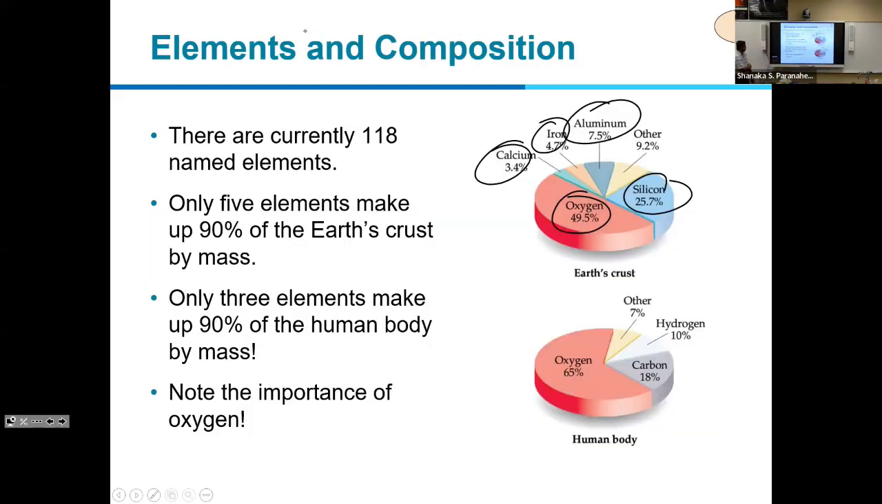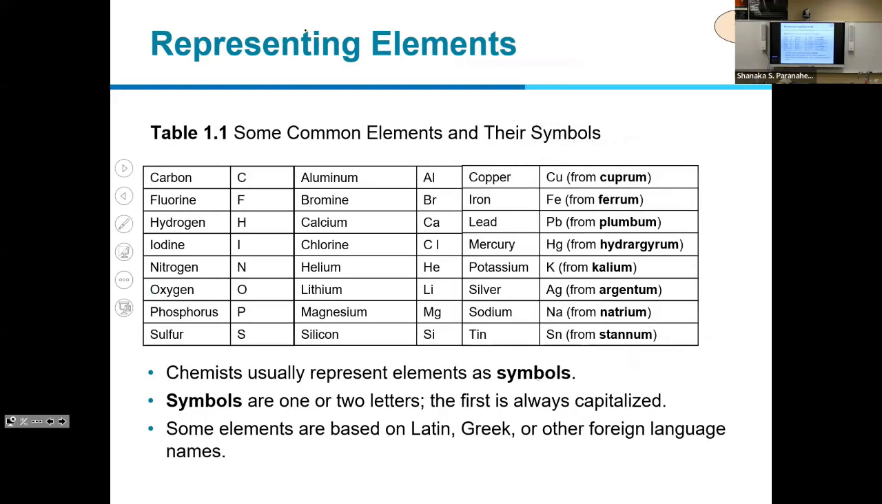And 90% of the body mass comes from 3 different elements: hydrogen, carbon, and oxygen. So now you can see oxygen plays a large role because it's highly present in the Earth's crust as well as the human body. Okay, so each of these elements has its own symbol and a name.